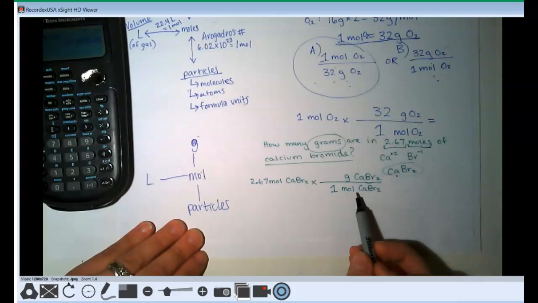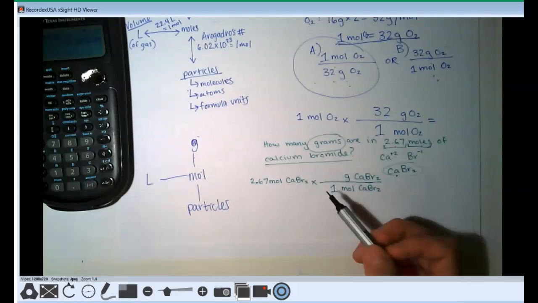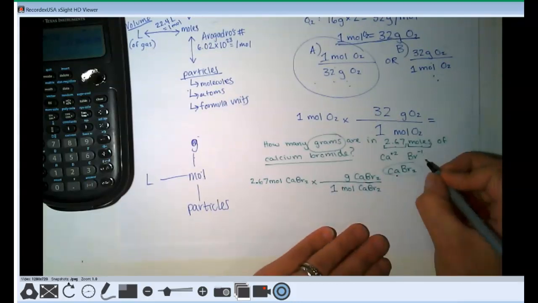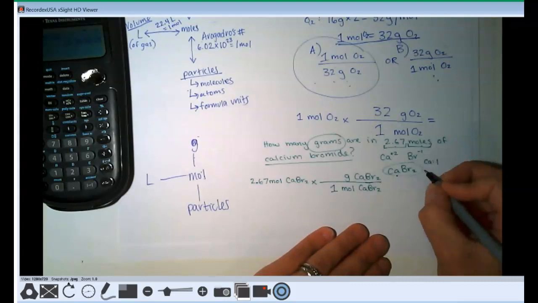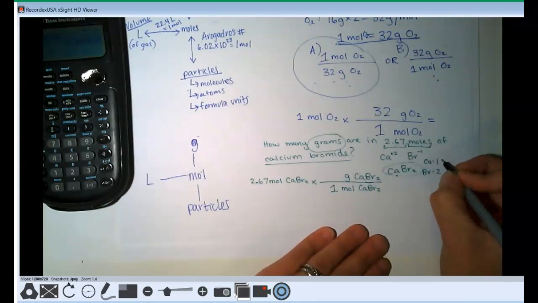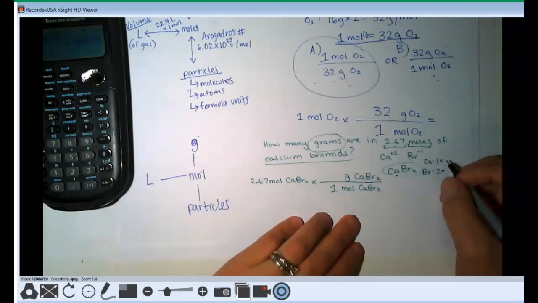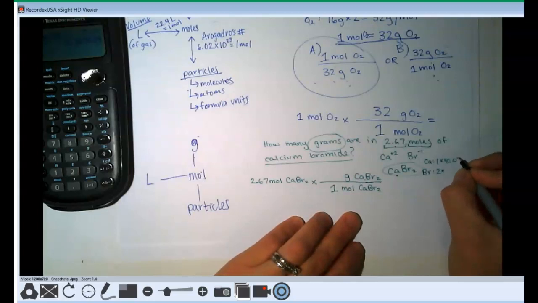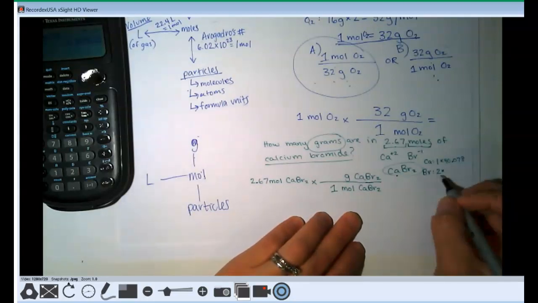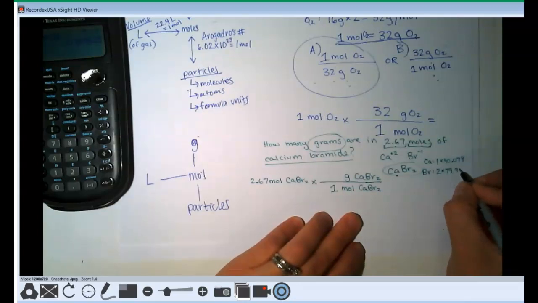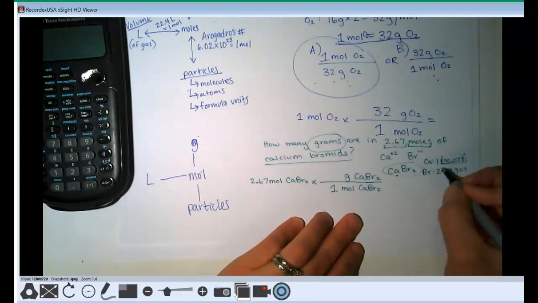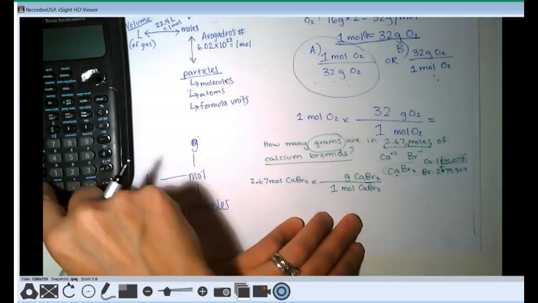So I'm going to go ahead and fill in my 1, but I know I'm going to need to look at my periodic table to figure out the mass. So calcium, we have 1 calcium, we have 2 bromines. Calcium's mass is 40.078. And then bromine's mass is 79.904. I don't think I left myself enough space, so this is going to be 40.078 plus 2 times that. So let's see.